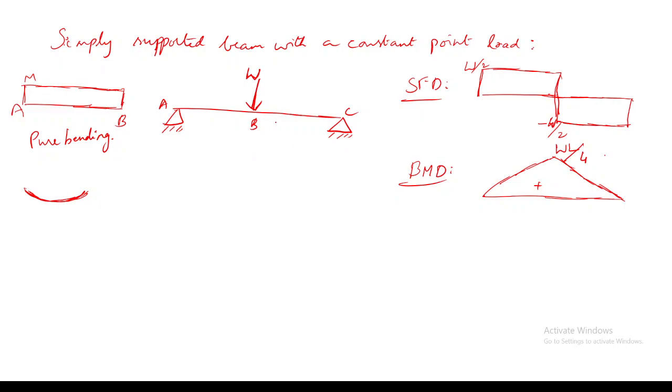So for a simply supported beam with a constant point load, where can you see the maximum deflection and where the maximum slope? At the center, maximum deflection. Yes, you will always get the deflection maximum at midspan. Whereas where is slope maximum? At the extreme ends. Yes, it is maximum at the supports.